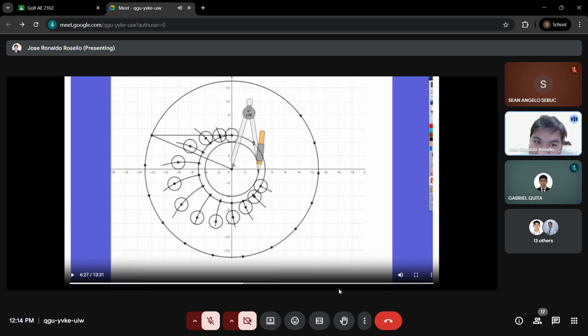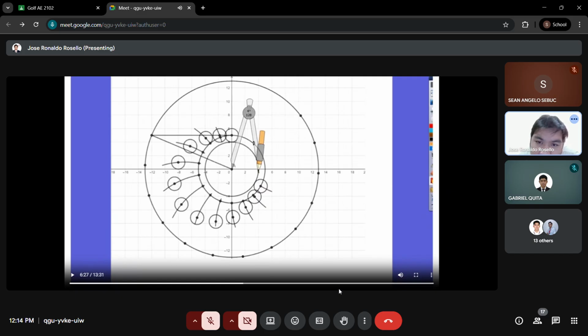Kaya nabuo itong triangle na to, itong nandito sa figure. So 12 centimeters, yung haba ng arm niya, then layo dun sa center is 13 centimeters. Kaya may nabuong triangle. Ngayon, gagawa tayo ng circle uli na malaki base dito sa 13 centimeters na to. Tapos, ipa-plot natin yung different positions niya.